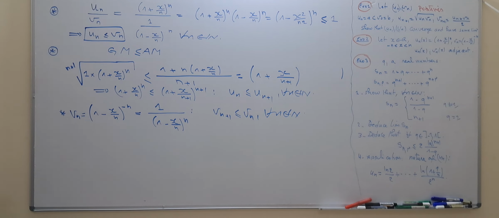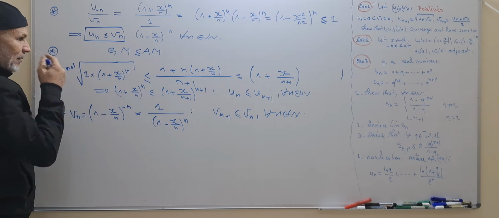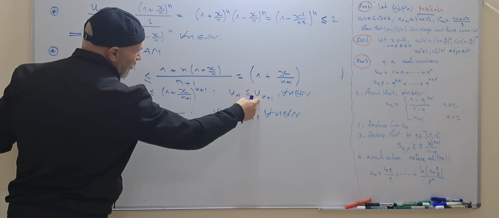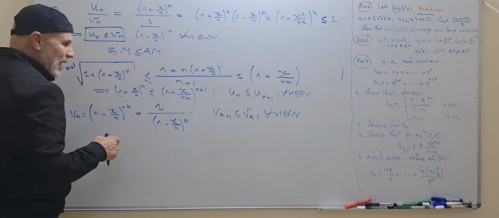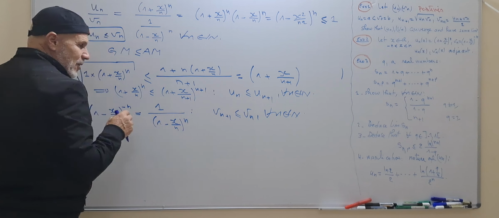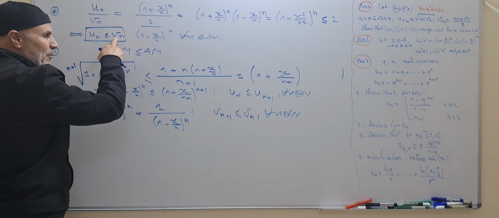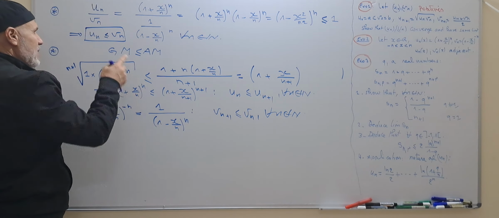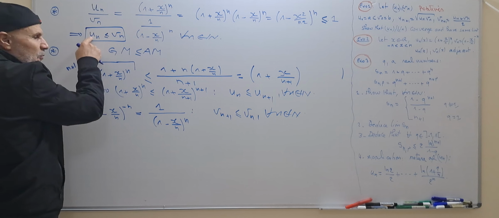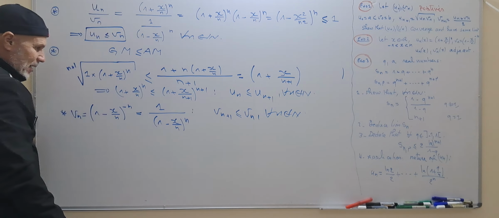To conclude, what do we have? We have un less than or equal to Vn. We have un less than or equal to un+1. Vn+1 is less than or equal to Vn. Un is a non-decreasing sequence and upper bounded, so it is convergent. Vn is a non-increasing sequence and lower bounded by u0, or u1 for example, so it is convergent. Both of them are convergent.